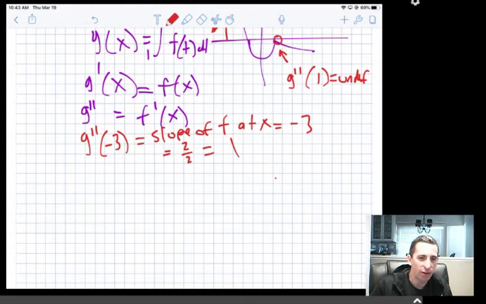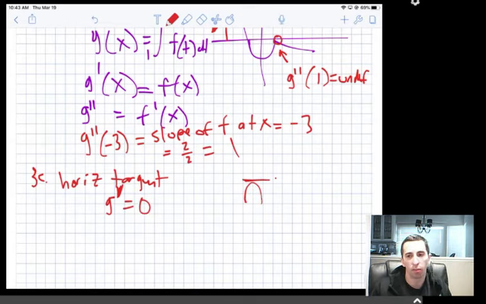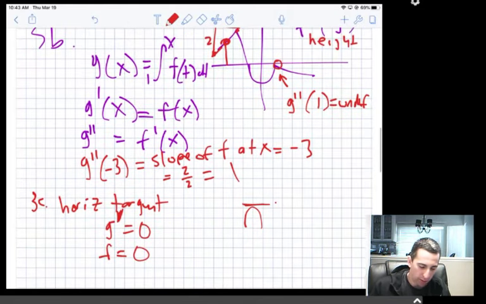If we have a horizontal tangent, that means g prime is equal to 0. Just think about what a horizontal tangent means. It means your first derivative is 0. So what does g prime mean? g prime is f. So it's saying where does f equal 0? I see 2 points on my graph where f equals 0.